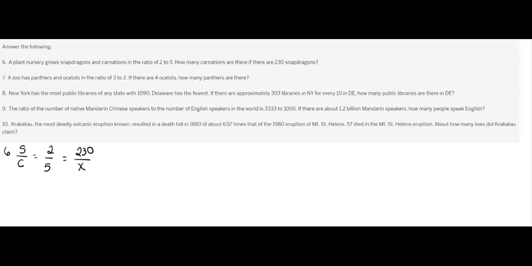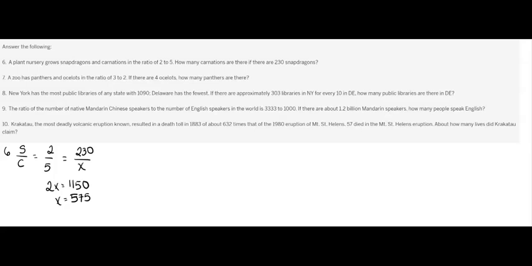And then I'm just going to solve by using means of extremes or cross multiplication. X times 2 is 2x. 5 times 230 is 1,150. And then when I divide both sides by 2, I end up getting 575. So I know that I have 575 carnations when I have 230 snapdragons.